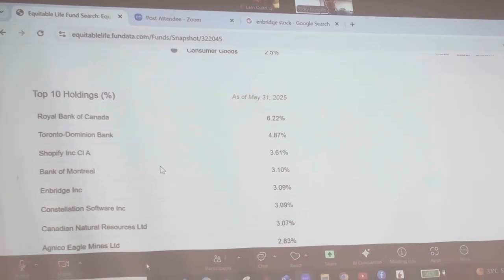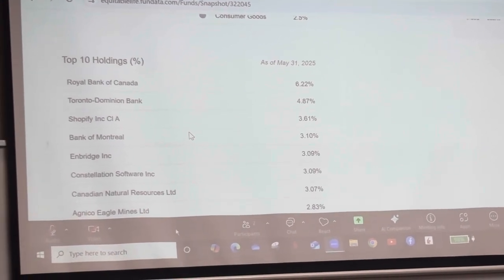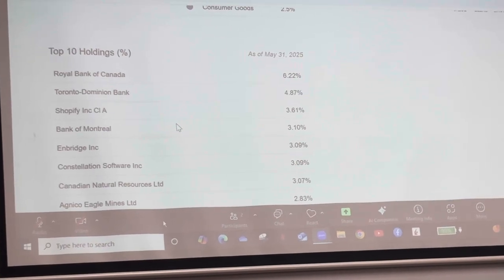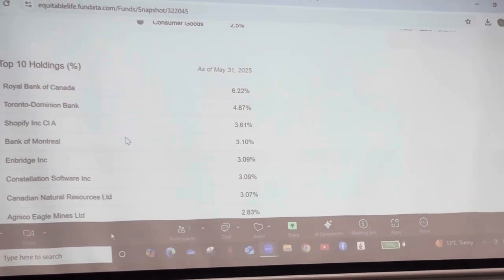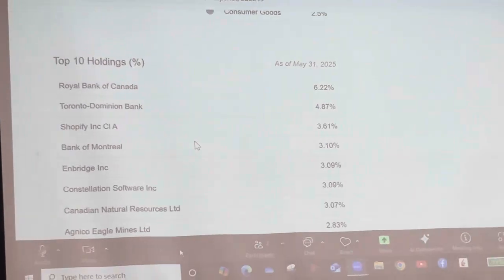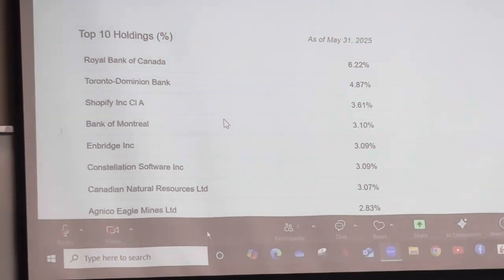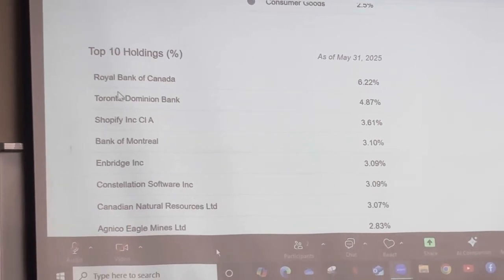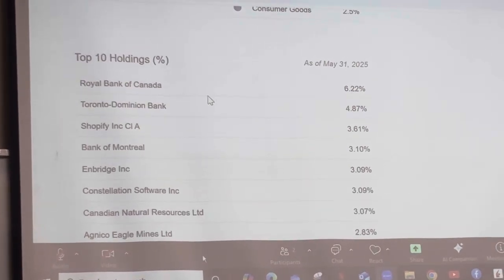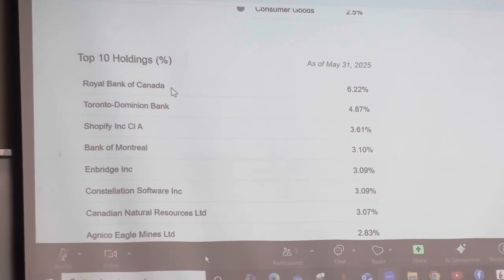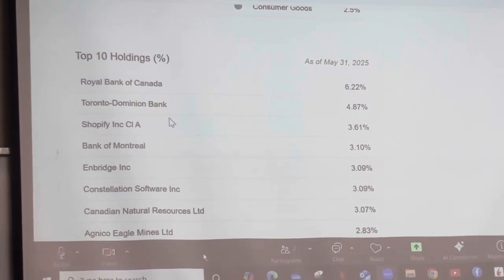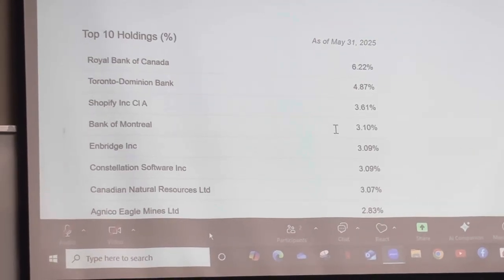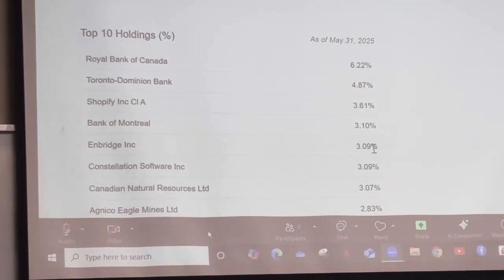The top 10 holdings. Every fund has dozens or even hundreds of companies or stocks inside it. But they are required to display the top 10 holdings, or top 10 companies, in that same fund. So when you invest in this fund, that means 6.22% of your investment goes to RBC, 4.87 TD, Shopify 3.6, BMO 3%, Enbridge 3%.